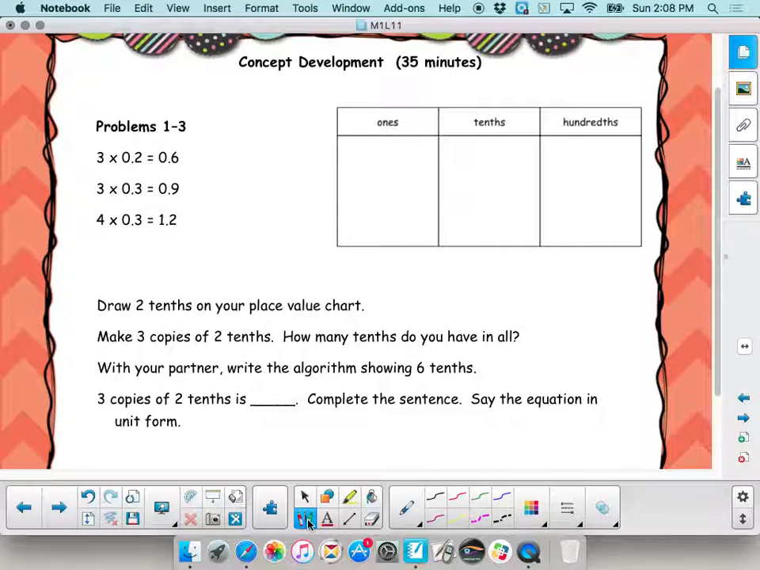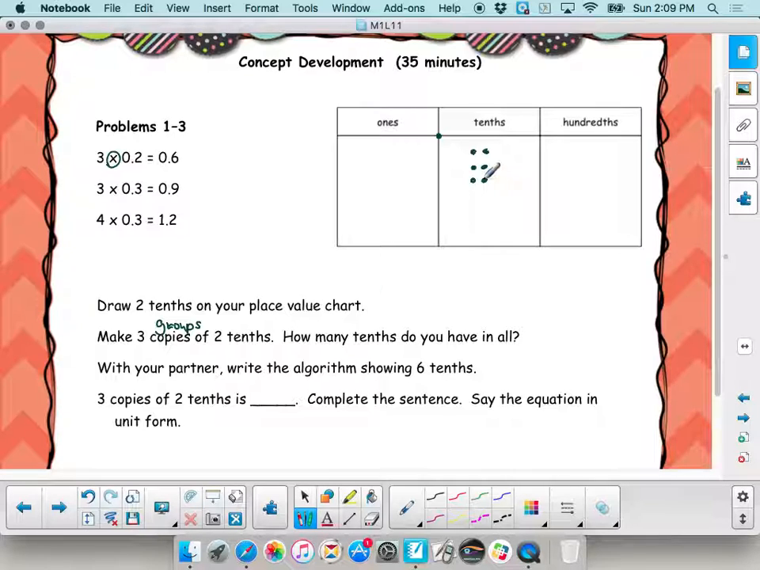I like to think of the multiplication sign as groups of. Now, on the paper or on the lesson, it says copies of. So if you ever hear the word copies of, it's the same thing as groups of. So make 3 groups of 2/10. So 1 group, 2 groups, 3 groups. And the answer to that would be 6/10. This kind of reminds me of arrays when we multiply decimals on a place value chart.